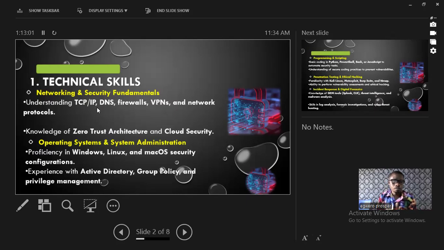VPN means what? Virtual what? Private network. We'll see more about this later. And network protocol. So knowledge of zero trust architecture and cloud security, operating system and system administration. You can see the reason why all this, while we are still on Windows security. Are you with me?